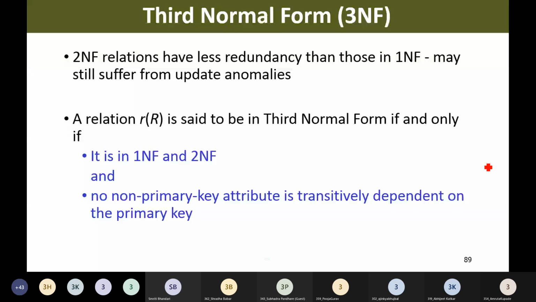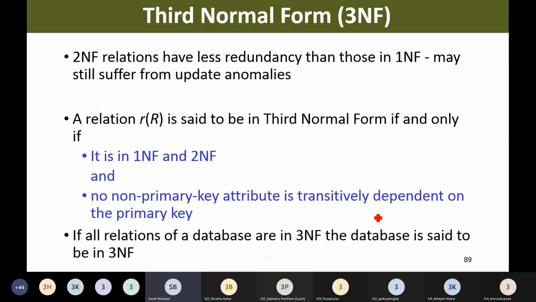So the second condition of third normal form says that if no non-primary key attribute is transitively dependent on the primary key, then we may say that it is in 3NF. And if a few of the non-primary key attributes are transitively dependent on the primary key, then we need to do something to make that relation 3NF. Right? I hope you have understood this definition.